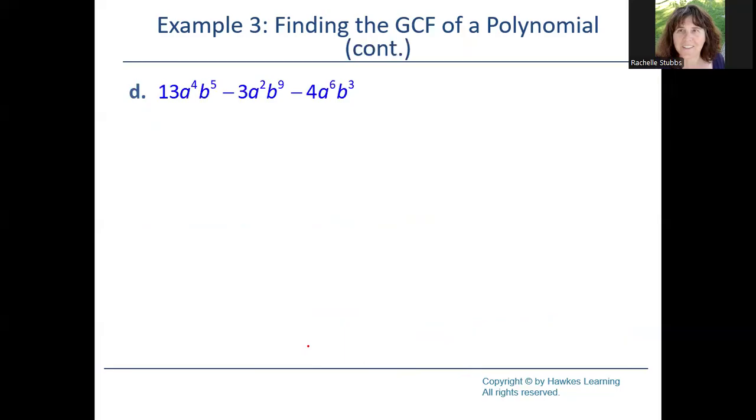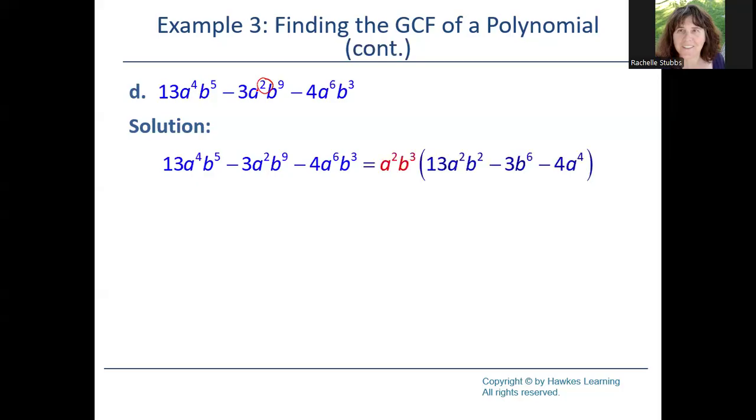All right, and the fourth one, 13, 3, and 4. Well, there are no common factors there, but I do have a's in both of them. In fact, a to the fourth looks like I could use that. Oh wait, a to the second. I can only use a to the second, that's the least exponent there. b to the third, I could use b to the third. So a to the second, b to the third is my greatest common factor.